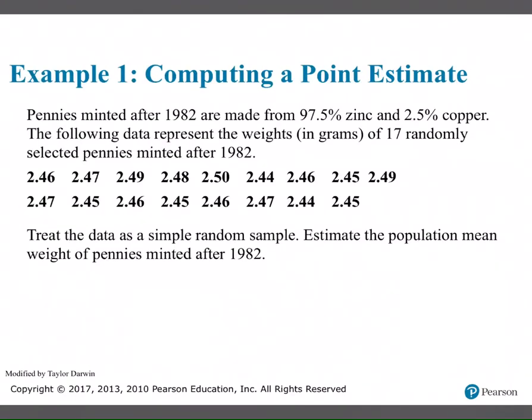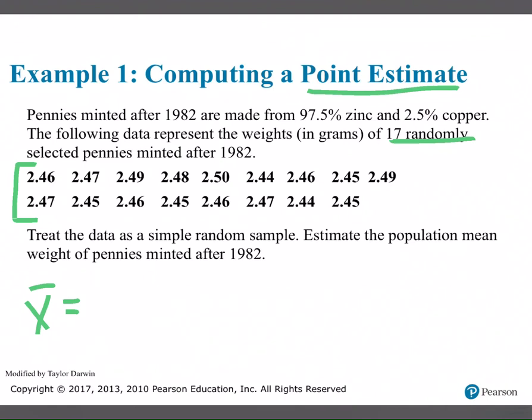So let's do a little recap on how we actually find X bar. So computing a point estimate. Pennies minted after 1982 are made from 97.5% zinc and 2.5% copper. The following data represent the weights in grams of 17 randomly selected pennies minted after 1982. So here's all their weights. Treat the data as a simple random sample. Estimate the population mean.